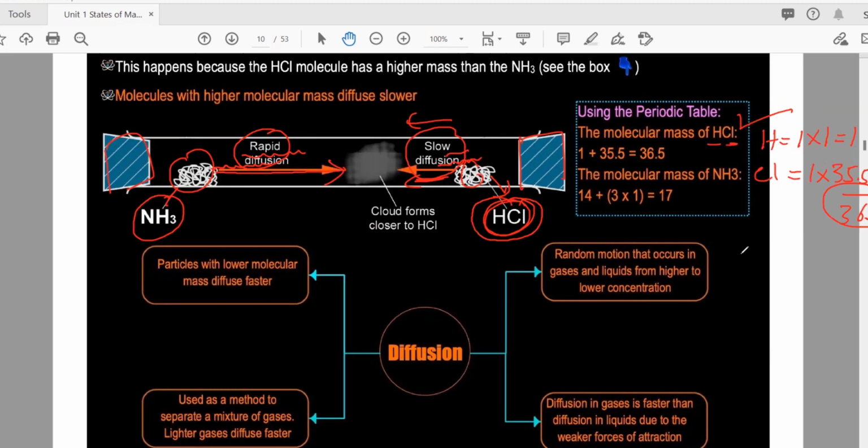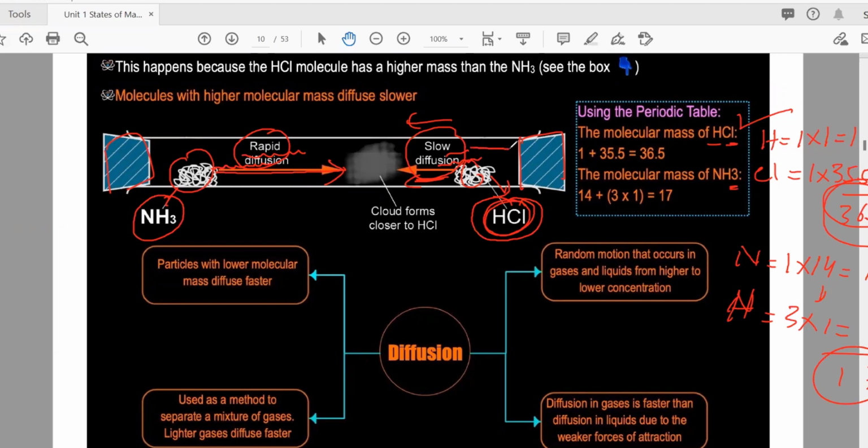Now find it for ammonia. Nitrogen, how many atoms? One. The atomic mass of nitrogen is 14 in the periodic table. Then you have hydrogen. How many atoms of hydrogen? Three. And what is the atomic mass? One. So it will be three, total 17. So which is heavier? HCl.